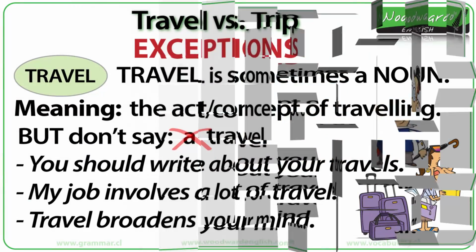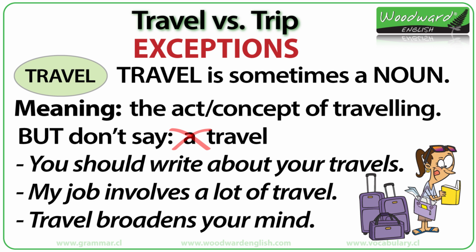Now, there are some exceptions to the general rules I've just mentioned about travel being a verb and trip being a noun. Travel can also be a noun when it refers to the act or the concept of traveling. Here, travel is an uncountable noun. So we do not say, I travel. Remember that. No. But sometimes you'll see an S at the end of travel, as in travels.